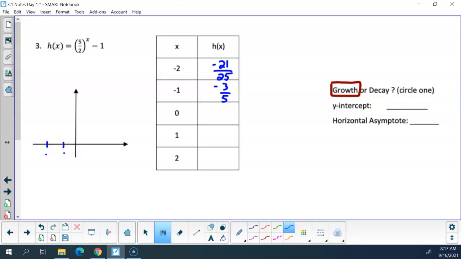0. 5 halves to the 0 power is 1, minus 1 is 0. One. 5 halves to the first power is 5 halves, minus 1 is 3 halves. Two. 5 halves squared is 25 fourths, minus 1 is 21 fourths.